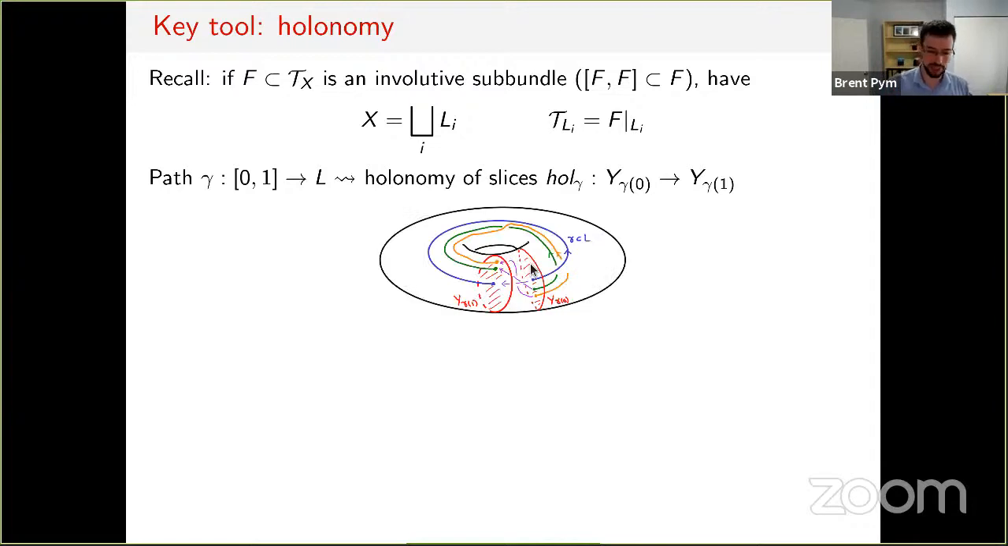So probably this is pretty standard for many people, but the picture is this blue thing is like a path in our leaf. And what we do is we push it off to a point in a nearby slice, and we follow the point around a neighboring leaf, and it maps us to some point in a slice at some other point of the blue. So this gives a transformation from this slice to this slice, which is an isomorphism of the transverse germs of the foliations.